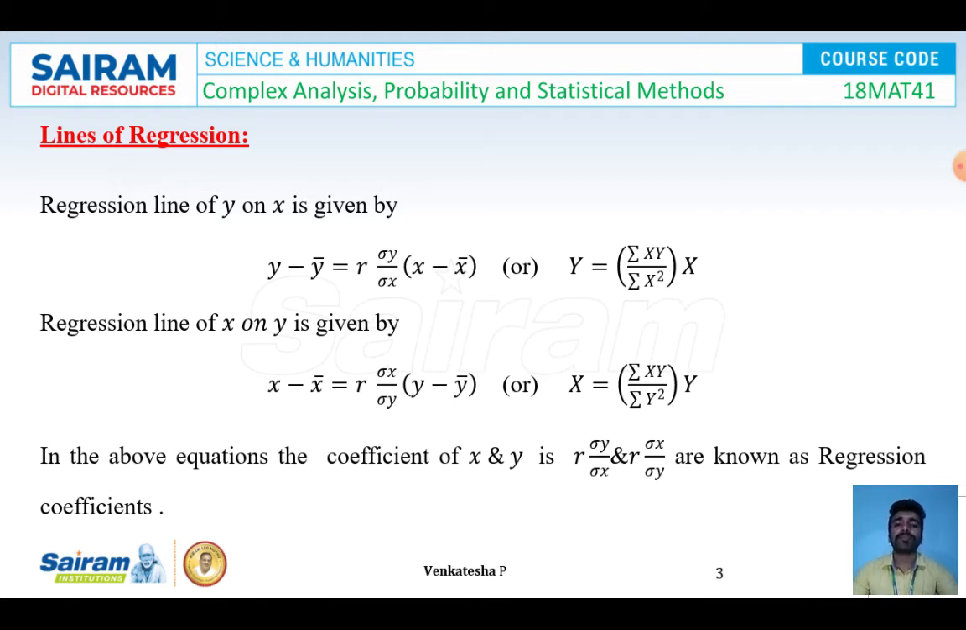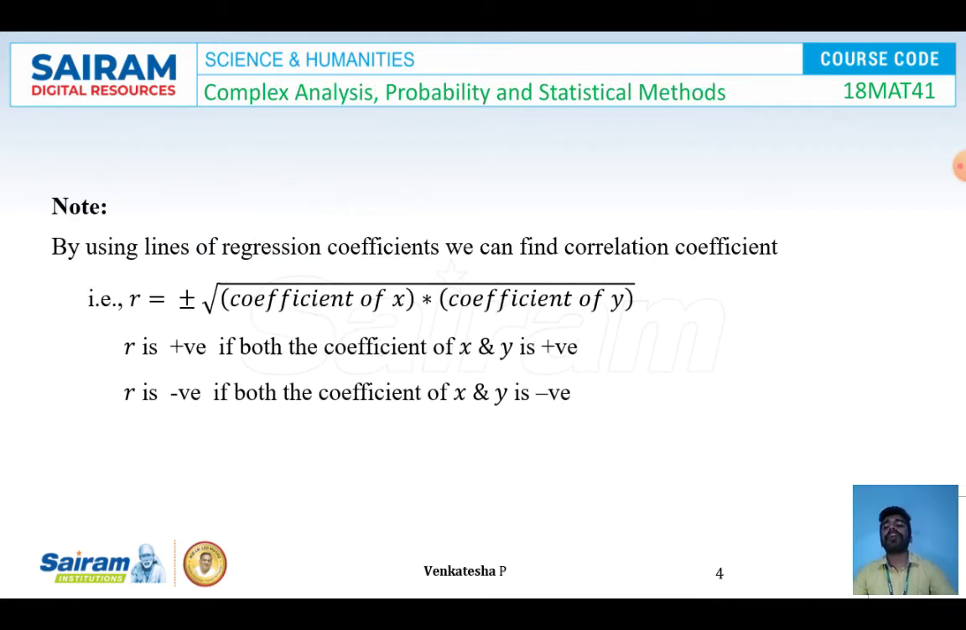Now I am going to tell how to find the correlation coefficient by using lines of regression. Using the regression coefficients we can find the correlation coefficient also. That is, r is equal to plus or minus square root of coefficient of x into coefficient of y. This r value will be positive if both the coefficients of x and y are positive. Similarly, the value of r is negative if both the coefficients of x and y are negative.